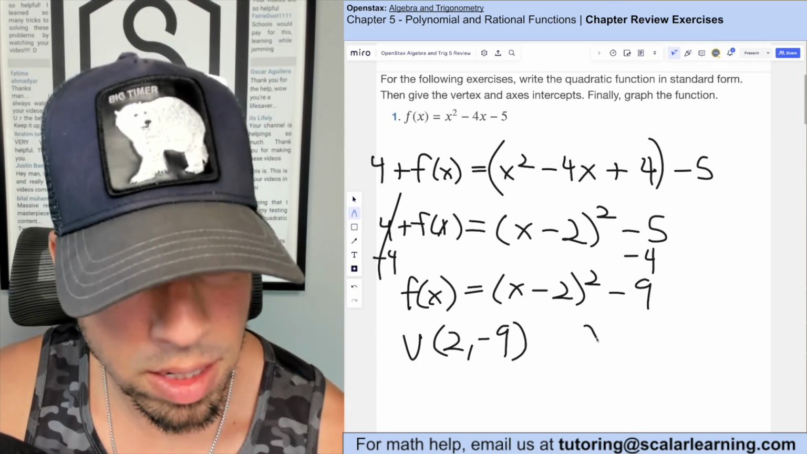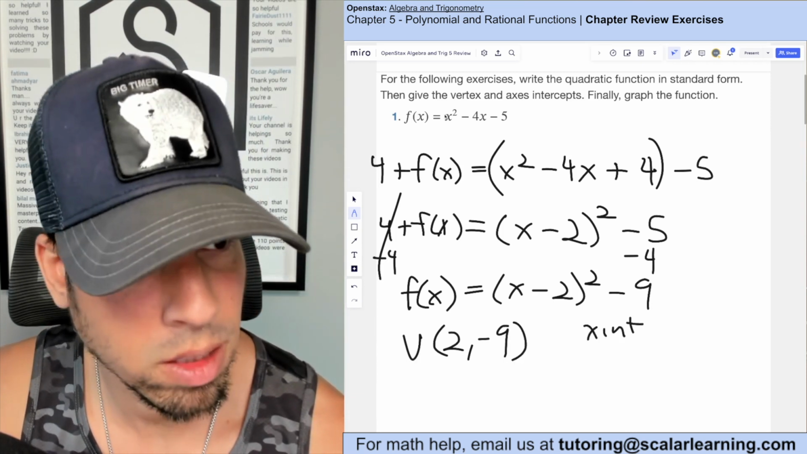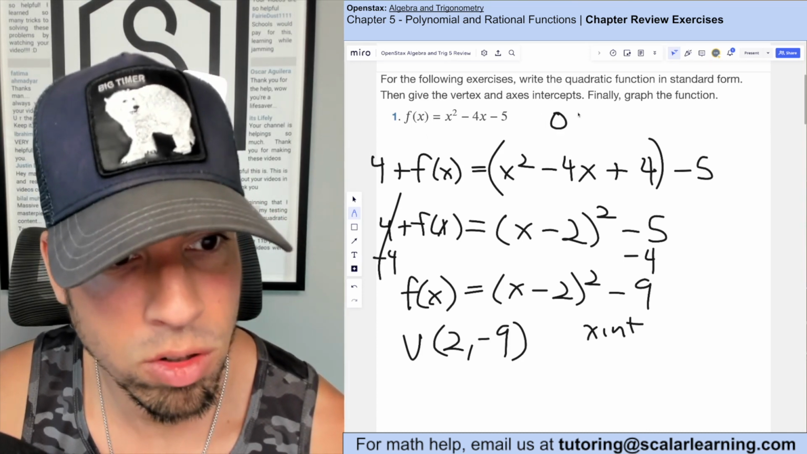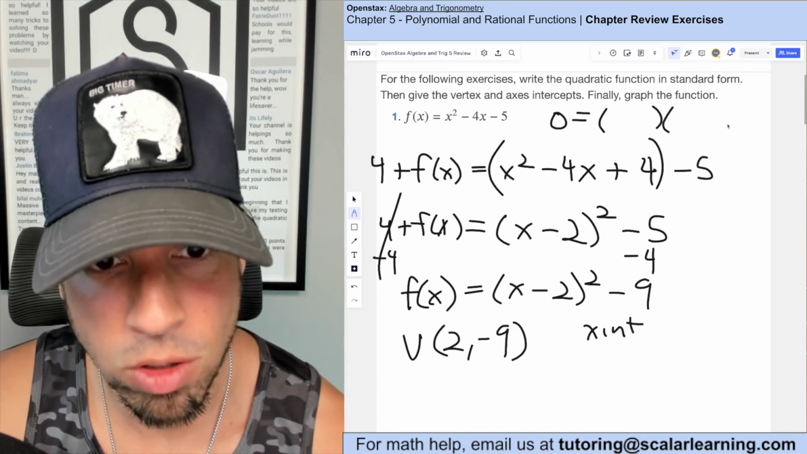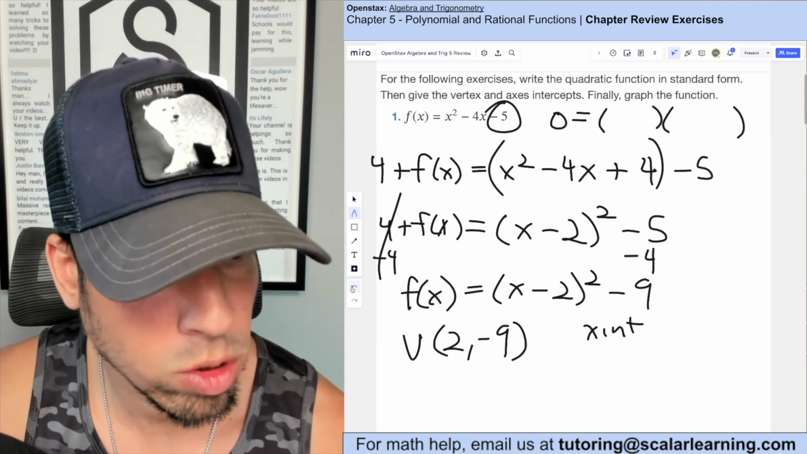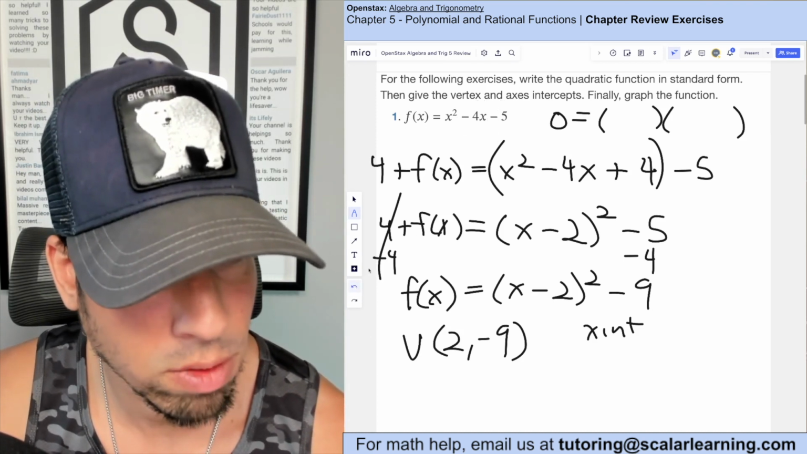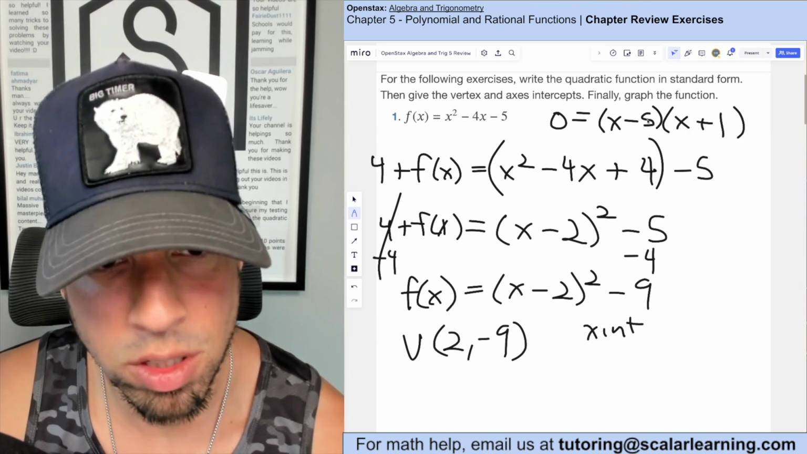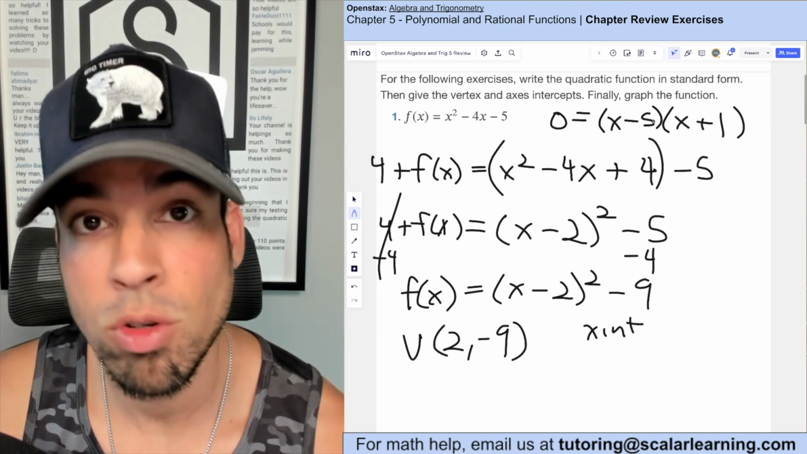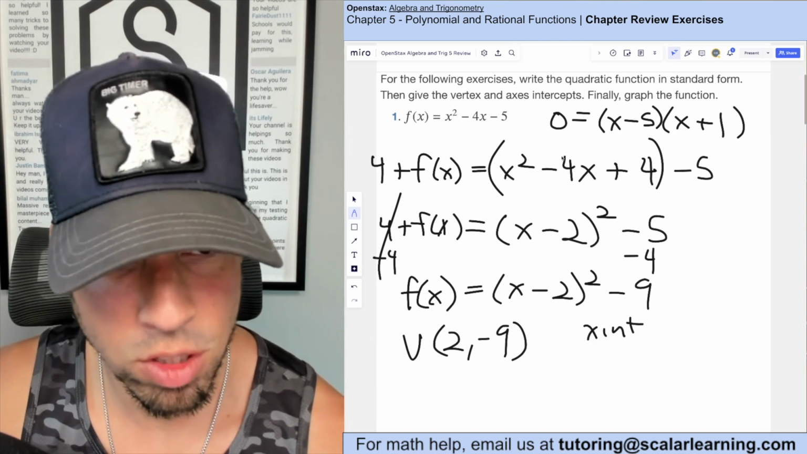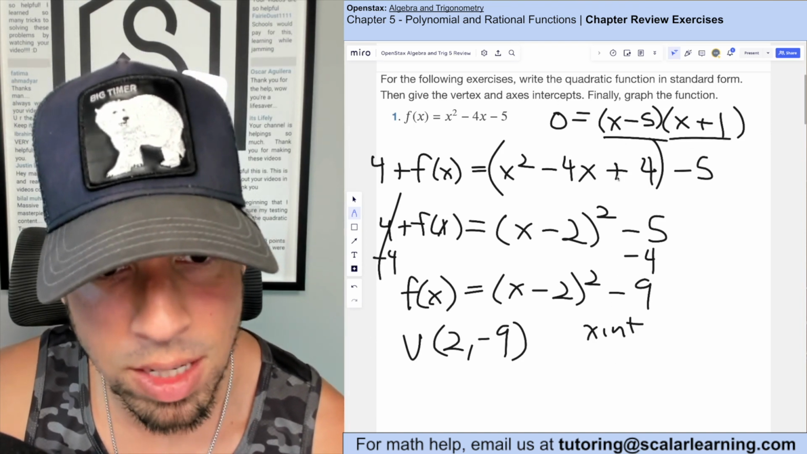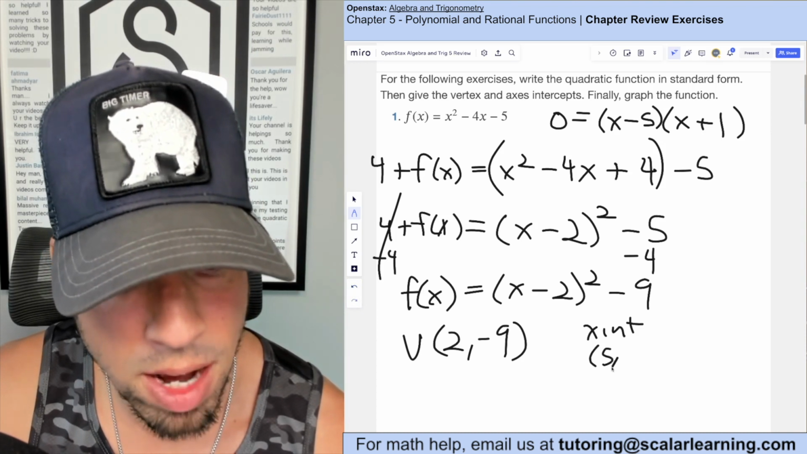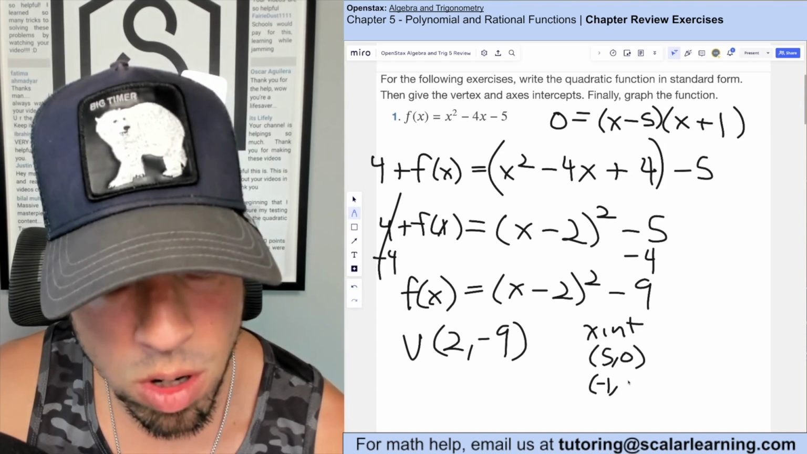And now to find the x-intercepts, we're figuring out when this function is going to equal 0. To do that, we set it equal to 0 and factor. The question is, what two numbers multiply to negative 5 and add to negative 4? That's negative 5 and positive 1. So there it is in factored form. What are the two values of x that are going to zero this out and give us our x-intercepts? It's going to be 5 and negative 1. You plug either in, and the whole thing zeroes out. So we have 5 comma 0 and negative 1 comma 0.